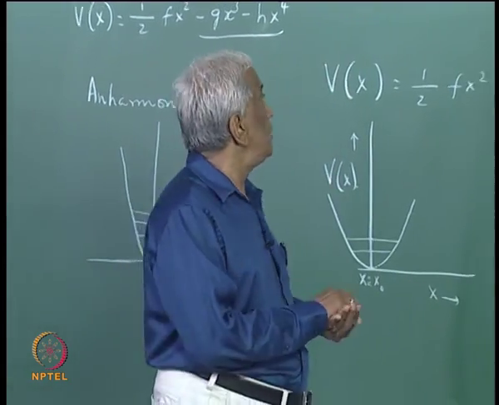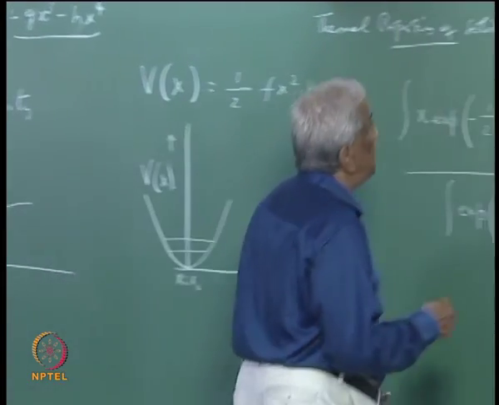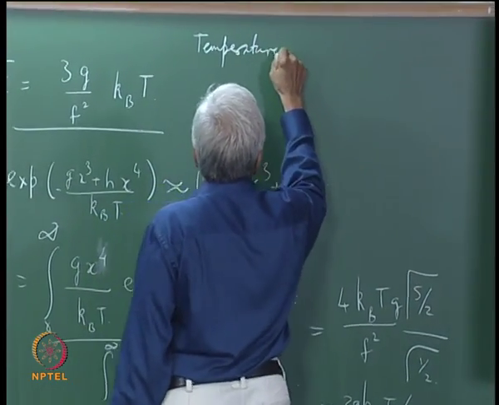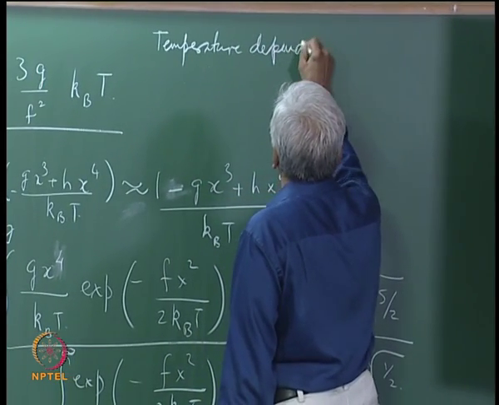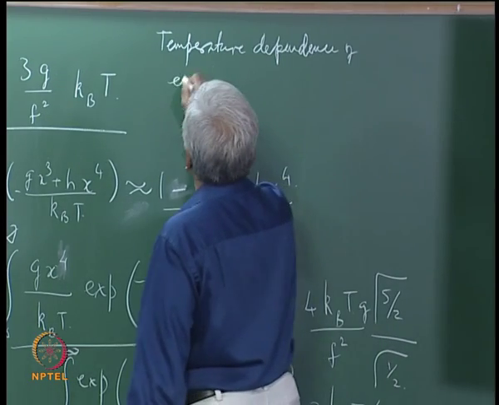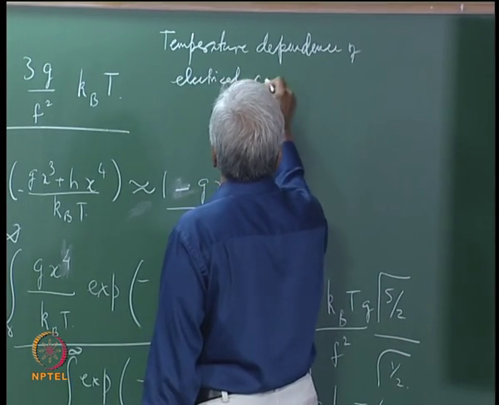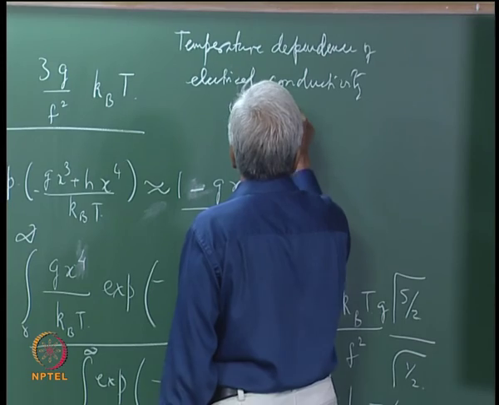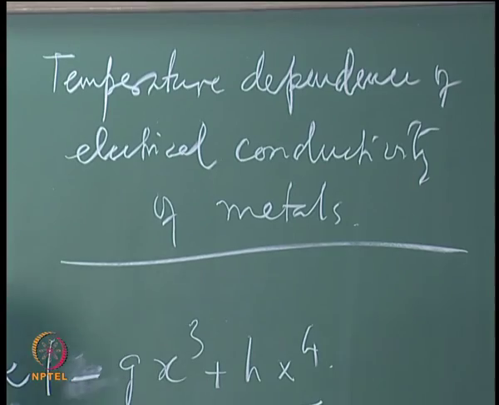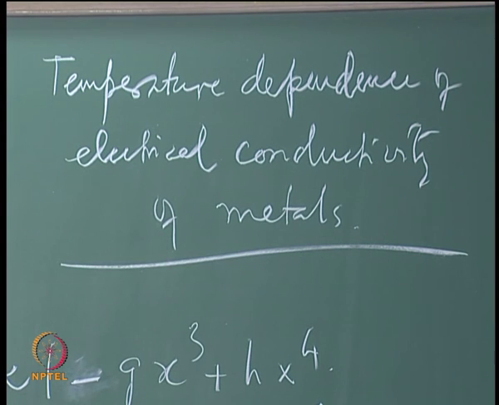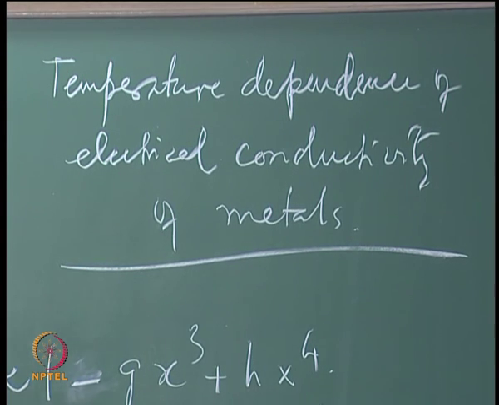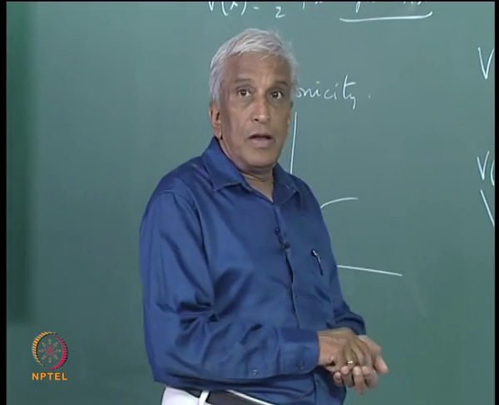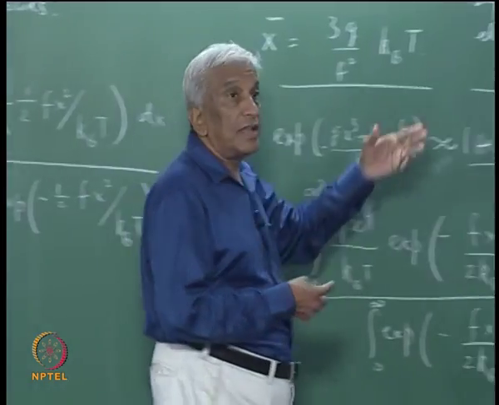What is now left is only a discussion of the temperature dependence of the electrical conductivity of metals. This is a very important property, so we would like to discuss this at this stage. We will consider this in detail in the next lecture, but at the moment I will give a brief introduction to what is happening. Now we are equipped with all concepts about phonons and electron gases.